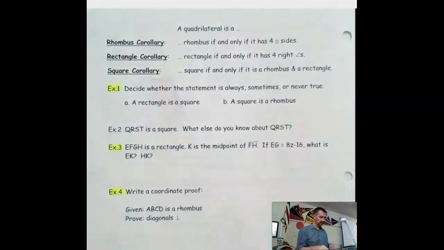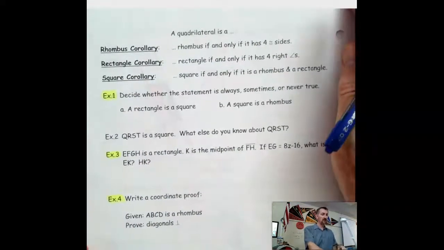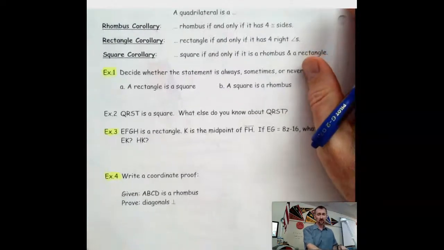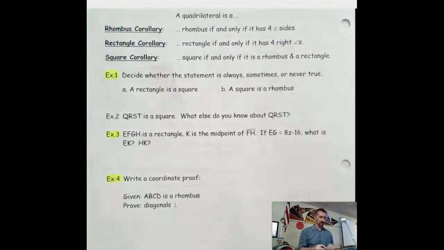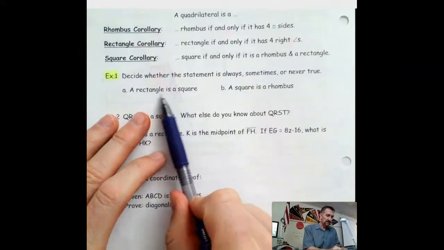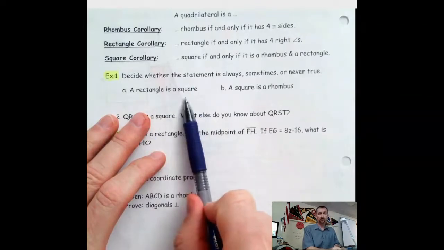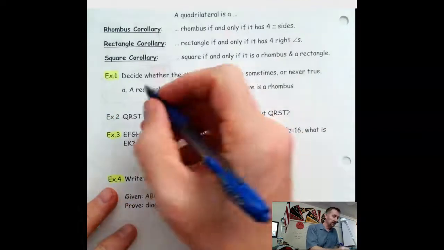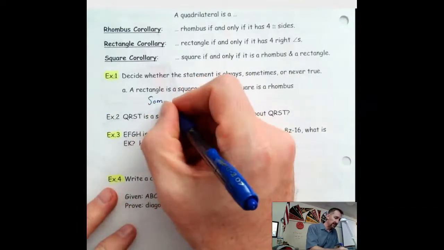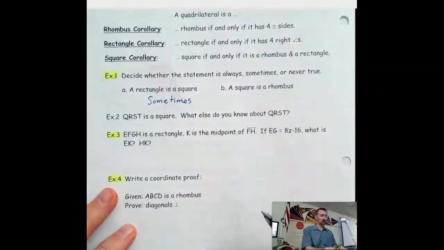Okay, so let's check out a couple questions here. Decide whether the statement should be always, sometimes, or never. So a rectangle is a square. Now some kids, be careful. If you don't know what I'm talking about, then you probably should wait to answer. So a rectangle is a square. A lot of people are going to say never, but that's not true. The answer is sometimes, if the 4 sides are equal. All squares are rectangles. Okay?